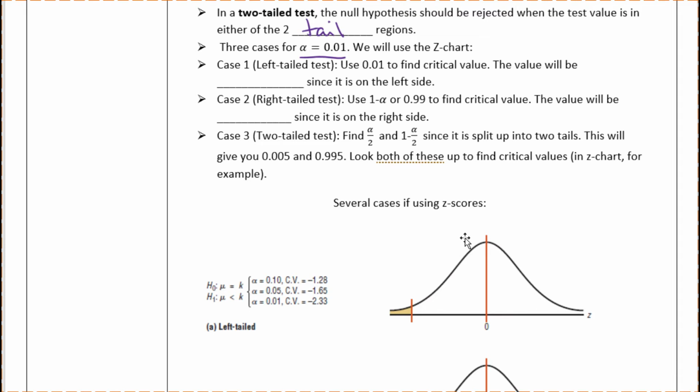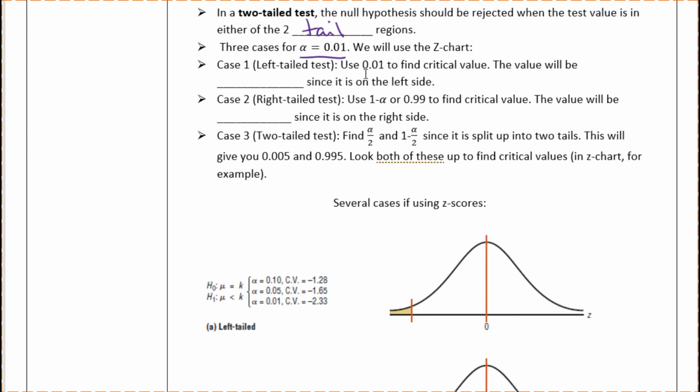Let's look at case 1, when we have a left-tailed test. If we have a left-tailed test, then we're going to be using 0.01 to find our critical value. Use your significance level. That's all you have to do. If you have a significance level of 1%, that's the area you use to find your critical value. Then we're going to find and show you this critical value.